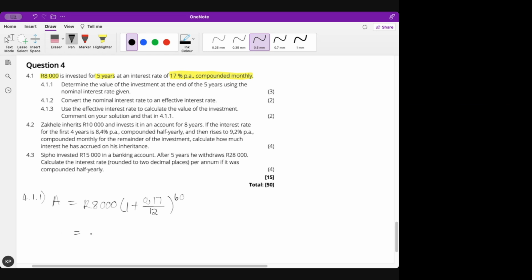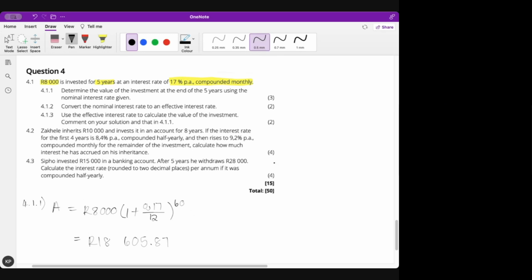Great. There we go. And I get 18,605 rands and 87 cents. Okay, can we have someone check me, please? Okay. Thank you, Asande.